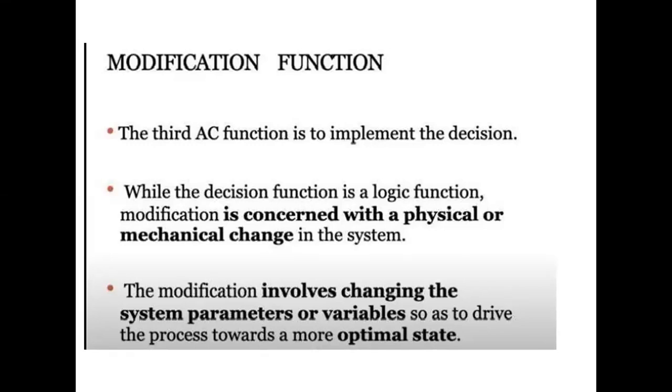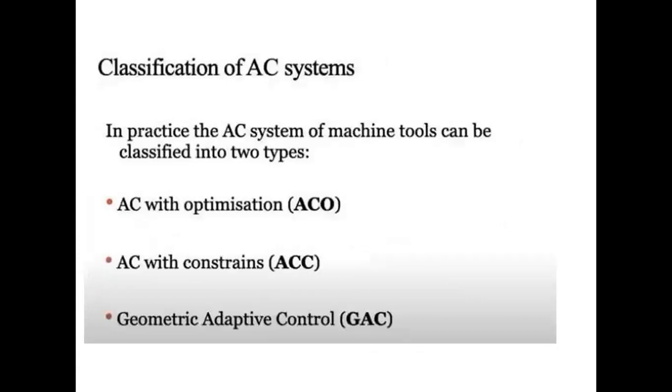Yes, sir. Okay, so you see now the classification, we have basically two classifications. The third one that you're seeing, geometric adaptive control, is applied to grinding or finishing operations. But in our syllabus we are looking only at machining operations. So in the context of machining operations, we have two classifications of adaptive control systems. What are those? Adaptive control with optimization, and adaptive control with constraints. Okay, these are the two. ACO: O stands for optimization, C stands for constraints. This abbreviation will be followed from now on.